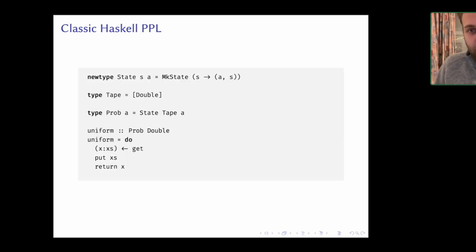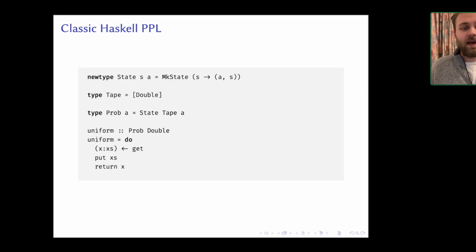Now I'm going to get into the data structure. To give motivation for the data structure, I'd like to contrast LazyPPL with a classic Haskell PPL. There are several Haskell PPLs which work on this basic design, which is that you have a probability monad given by the state monad over a list of doubles. And so uniform here would just take the first double from the list. You do this so that in Metropolis Hastings or Hamiltonian Monte Carlo, you can vary the doubles as you do MCMC.